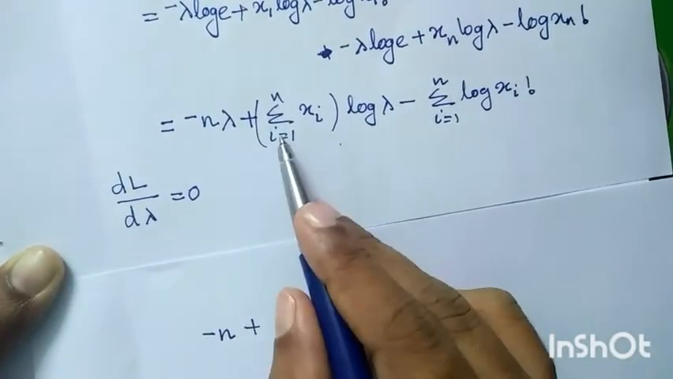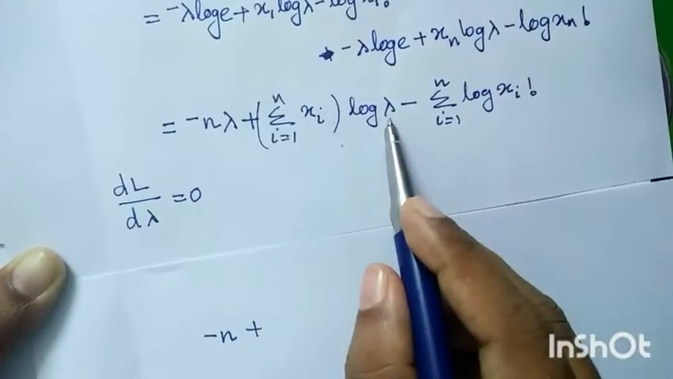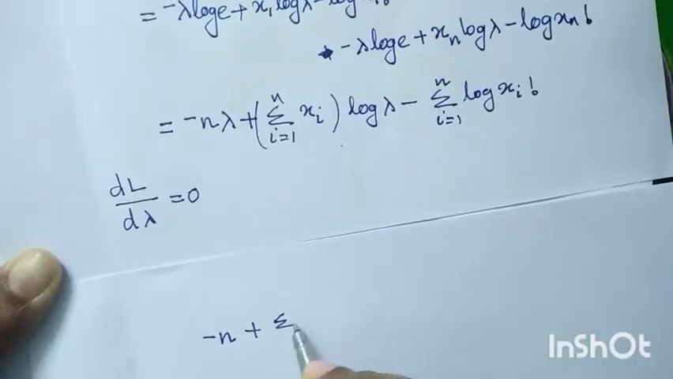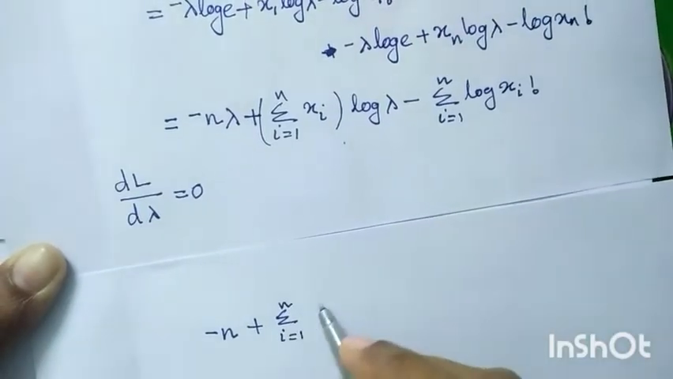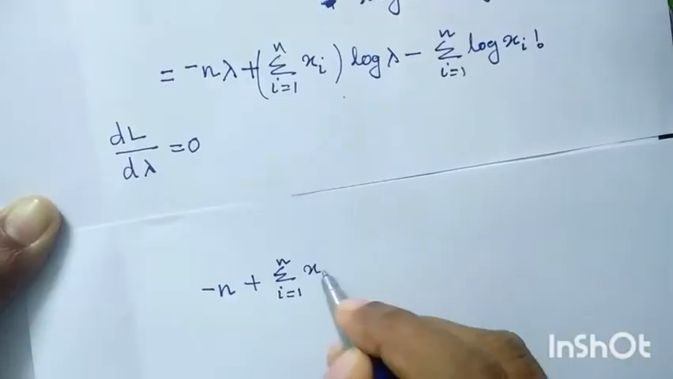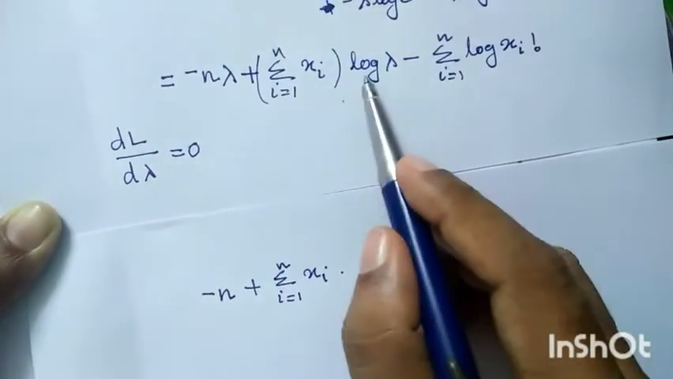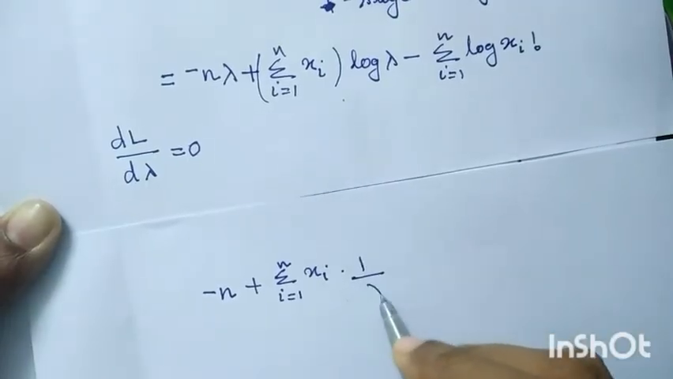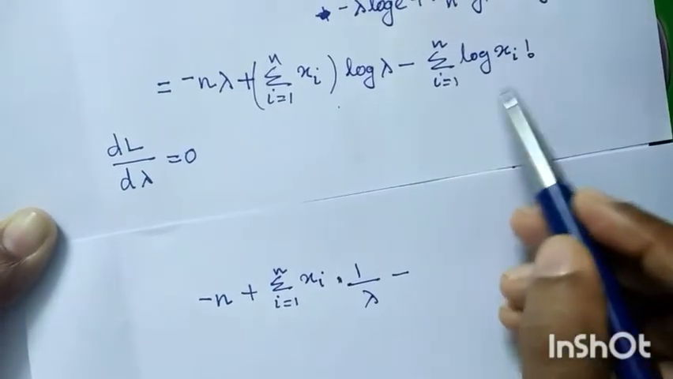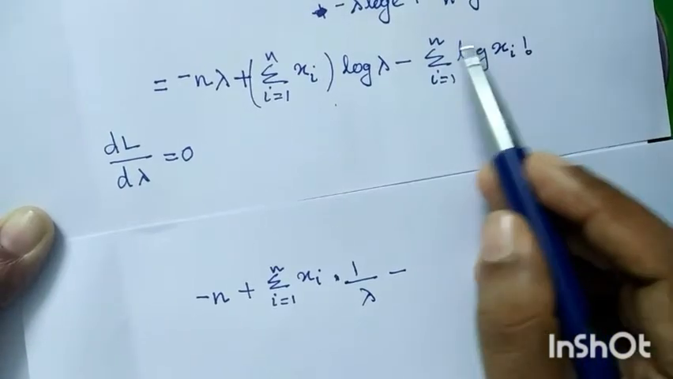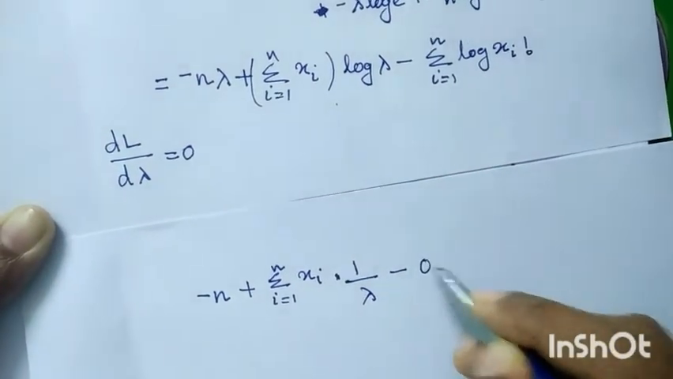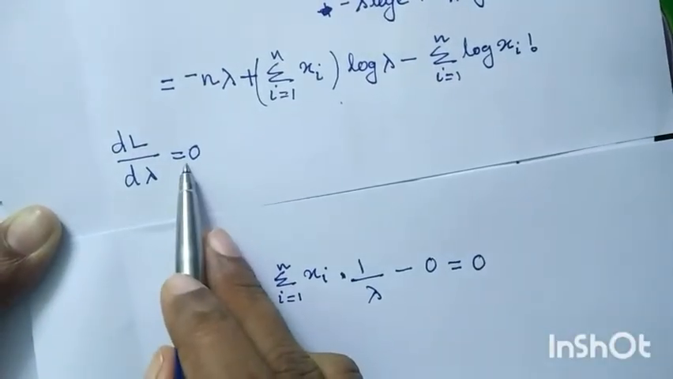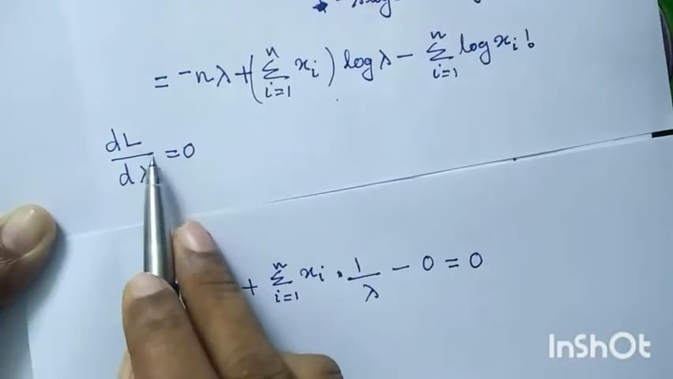Now sigma i equal to 1 to n xi log lambda. Here the differentiation will be sigma i equal to 1 to n xi into, now the differentiation of log lambda is 1 by lambda, minus. This term is a constant, so we get the differentiation of this term as 0, which is equal to 0 because we assign 0 to the differentiation of the log likelihood function.